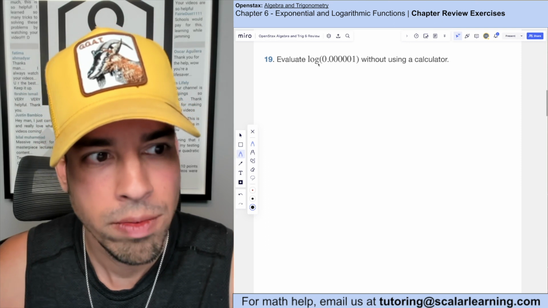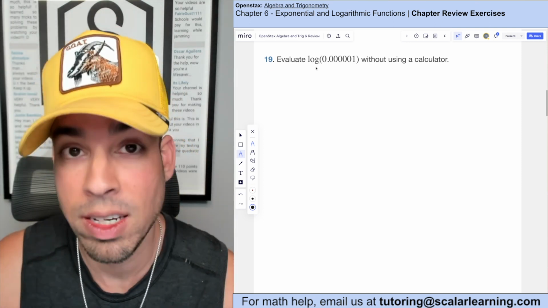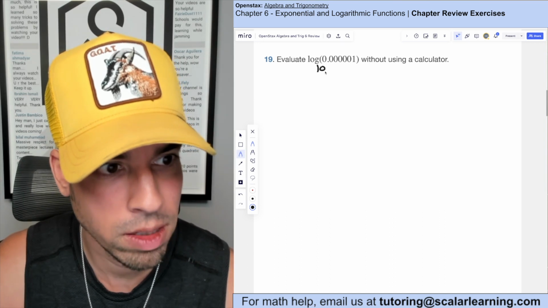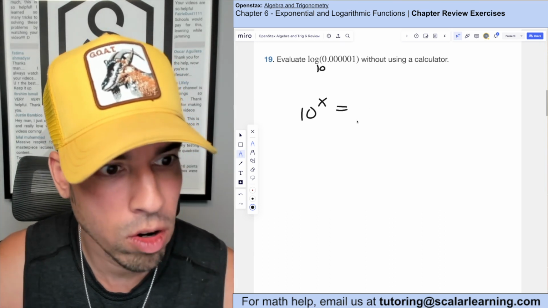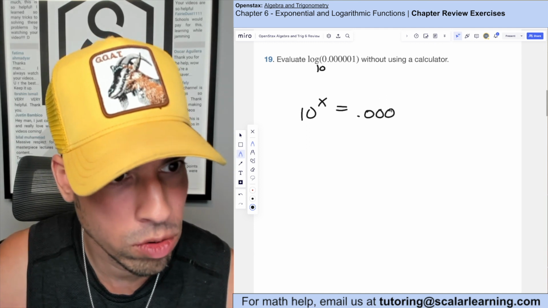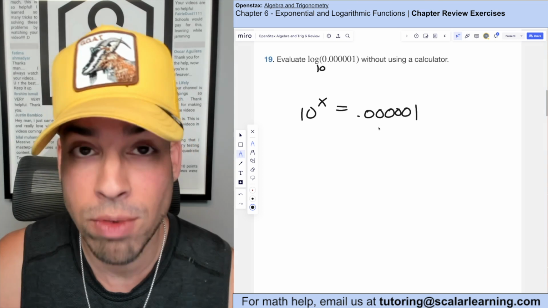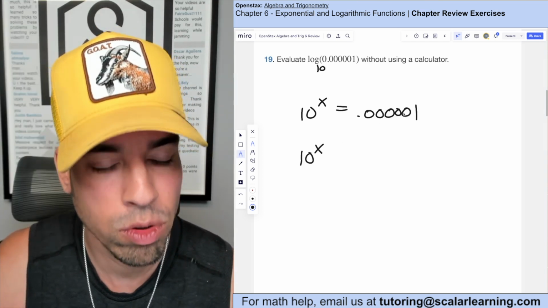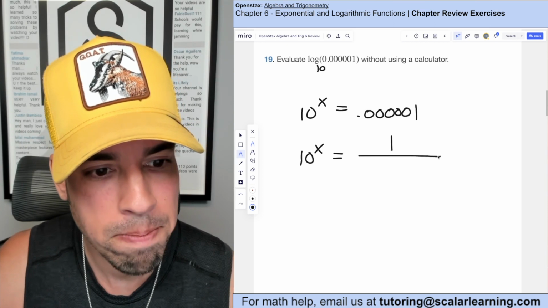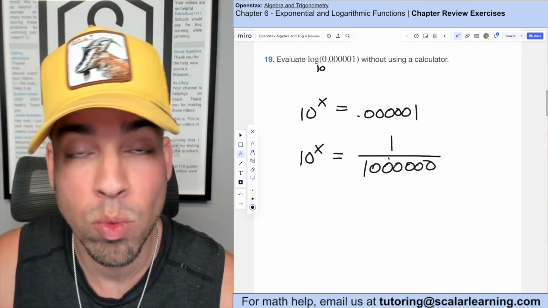Done. So to evaluate this one without using a calculator, I'm going to convert it to its exponential equivalent. And this log is really log base 10. So what this is saying is 10 to what power equals that argument, which is 0.000001. Now, I'm going to write this as a fraction, I think it's going to be easier, because 0.000001 is 1/millionth, okay? So now I can say 10 to what power is 1/1,000,000th?